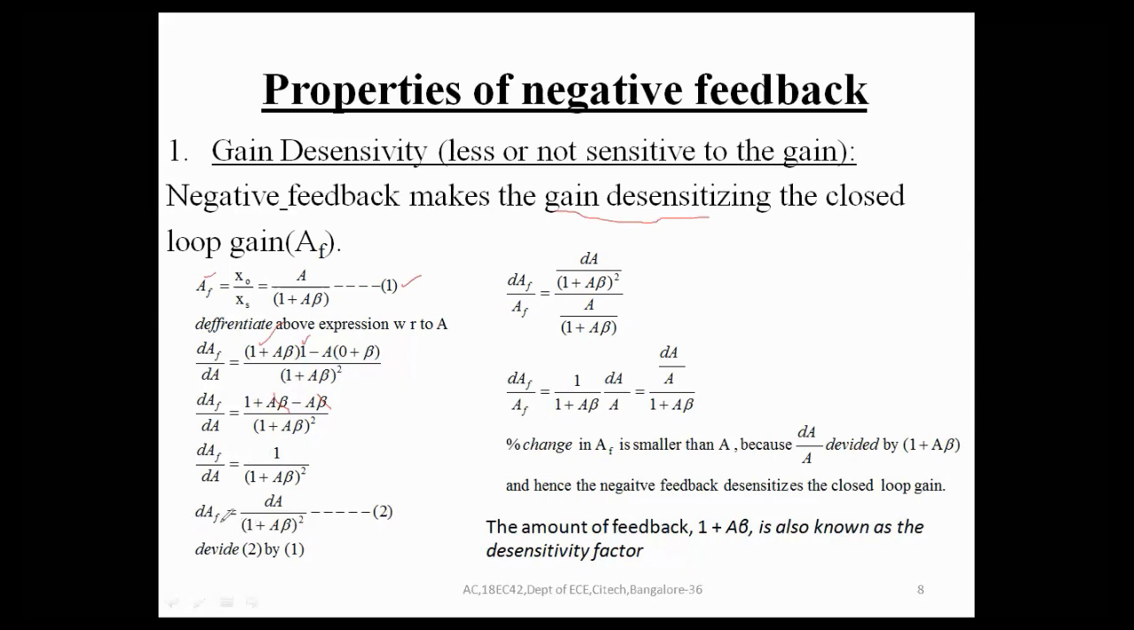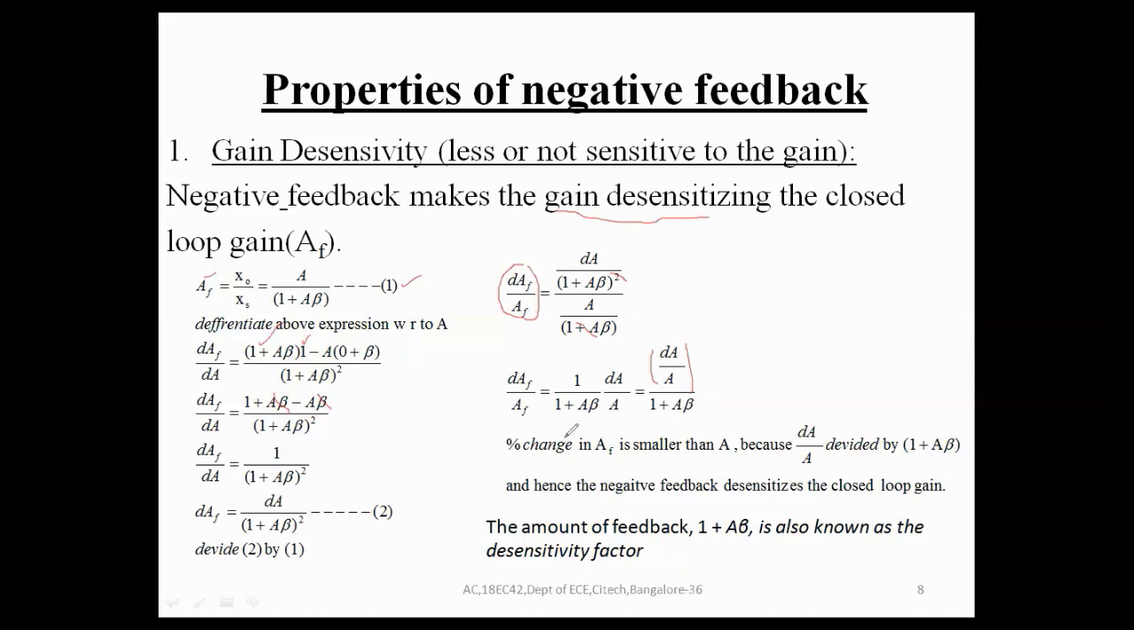You can rewrite this expression as dAF equals dA divided by (1 plus A beta) whole square. Now divide 2 by 1. dAF by AF, which is nothing but the percentage change in closed loop gain, equals dA divided by (1 plus A beta) whole square, divided by A divided by 1 plus A beta. 1 plus A beta and the square get cancelled. So finally dAF by AF equals 1 over 1 plus A beta into dA by A. dA by A is the percentage change in the open loop gain.